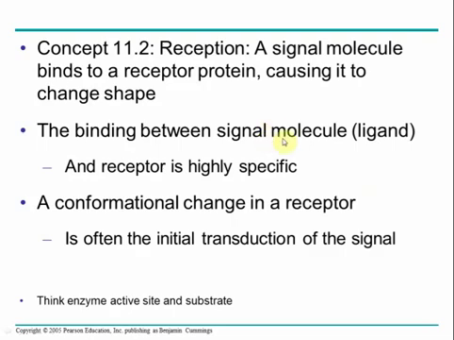We often call this molecule that binds to the membrane a ligand. And the ligand is very specific for the receptor that it's going to bind to. And typically it causes this receptor, which is a protein, to undergo a conformational change. And that conformational change triggers a series of reactions internally.